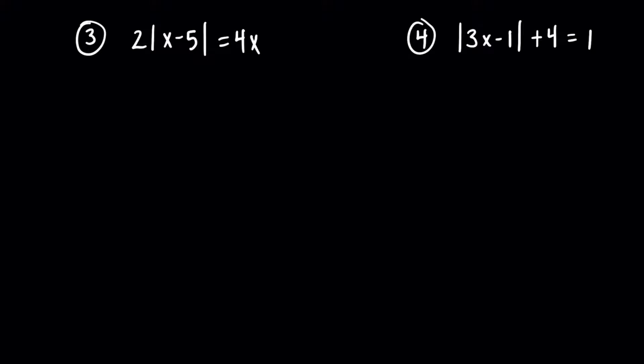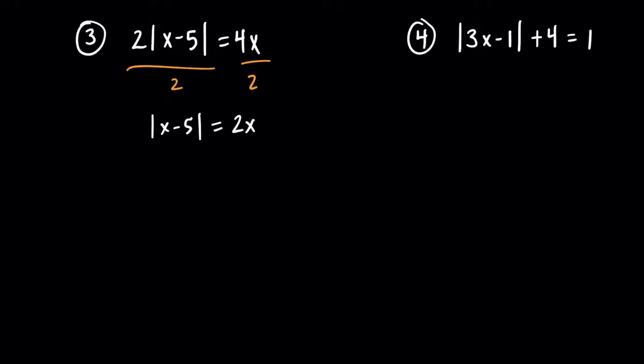Okay, let's talk about another example here. So we've got 2 times the absolute value of x minus 5 is equal to 4x. So again, I'm going to recommend get that absolute value by itself. So we'll divide by 2 here on both sides. And so we'll have the absolute value of x minus 5 is equal to 4x divided by 2 is just 2x. Now, this is a little different from the last ones.